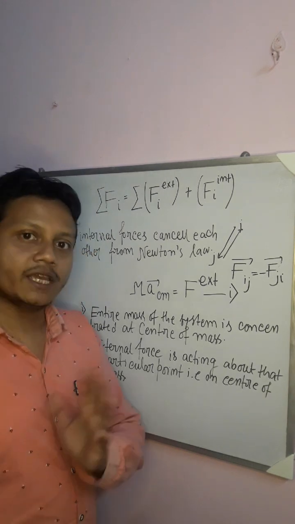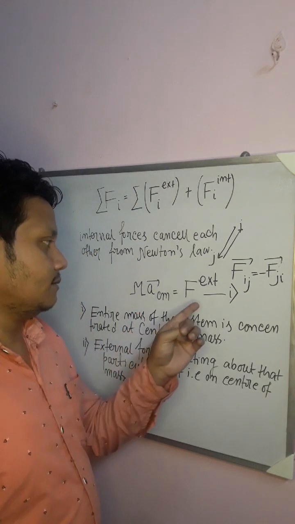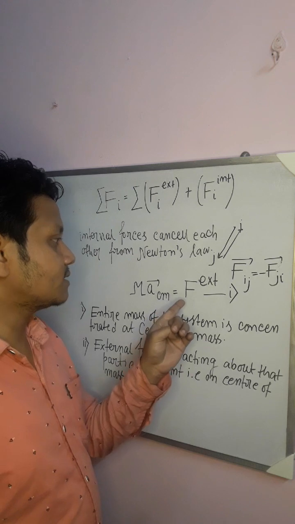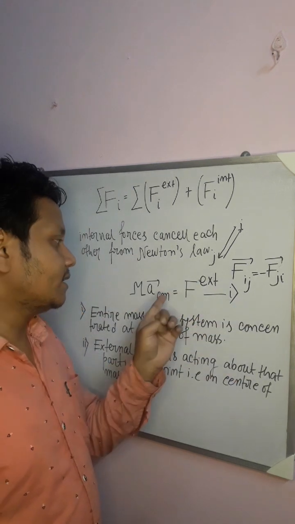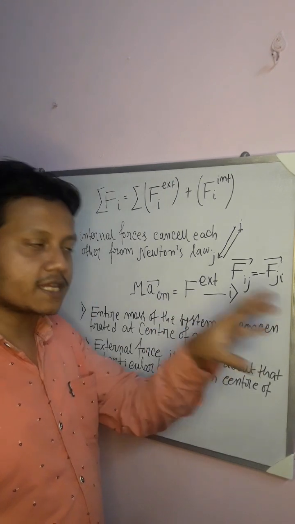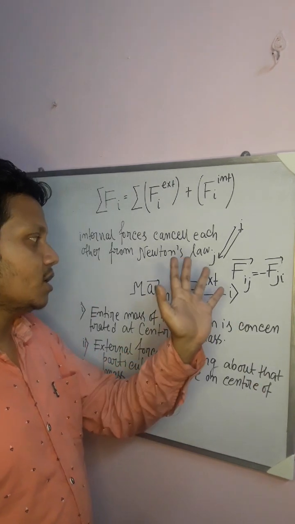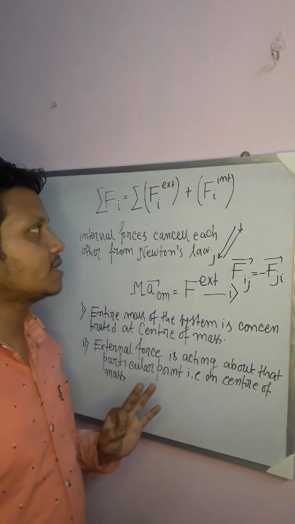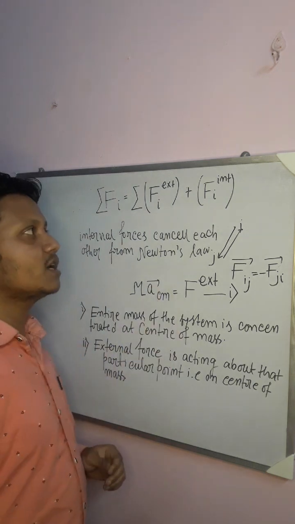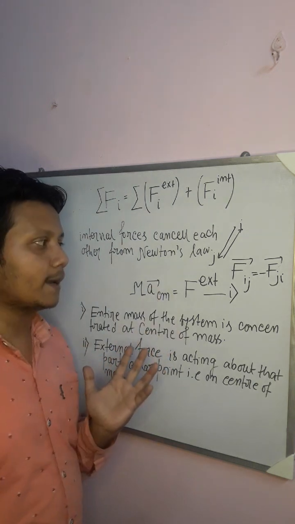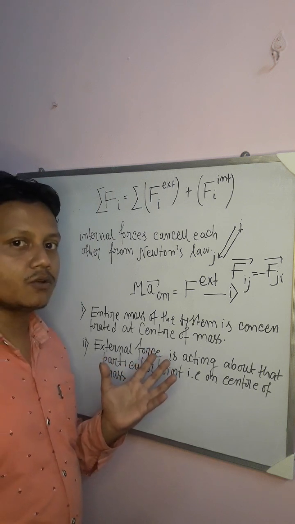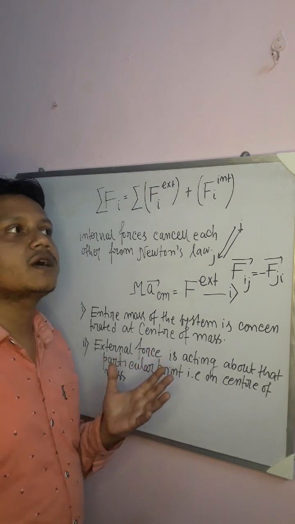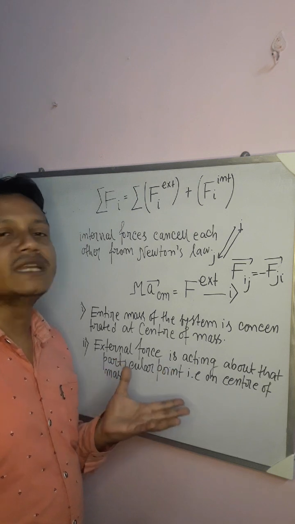So again I tell what we conclude from this: the entire mass is concentrated at the center of mass point and the externally applied force is always acting towards that point. So in today's lecture I discussed the center of mass theory and a few numerical problems. With this I completed this third chapter, conservation theorem. Now in my next class I am going to start a new chapter.